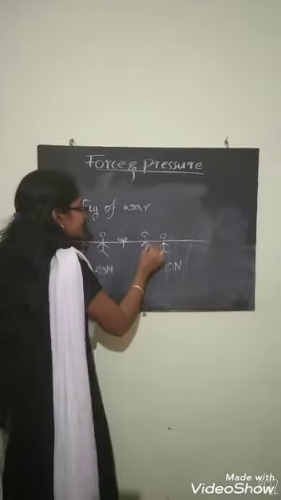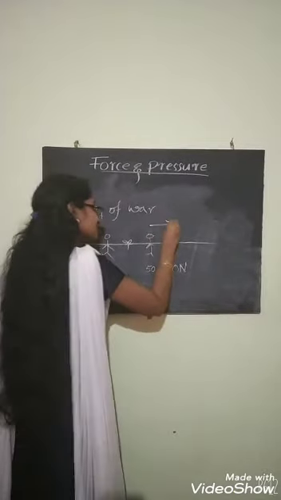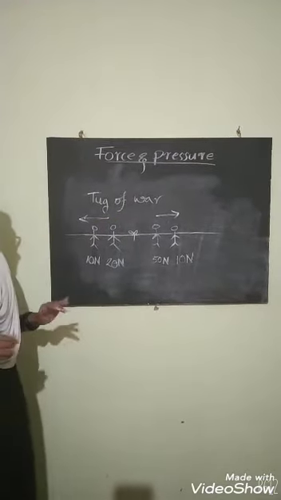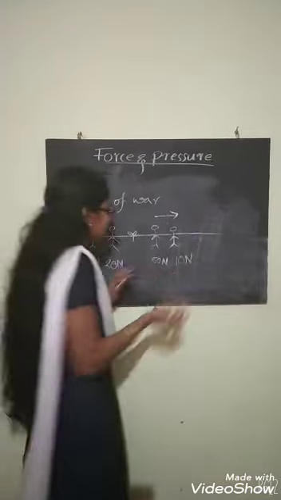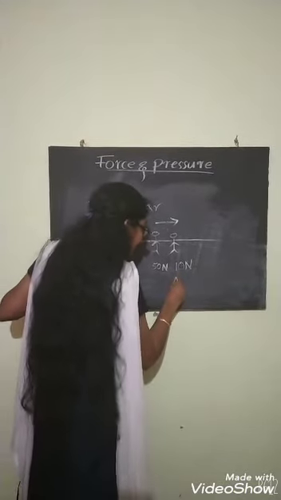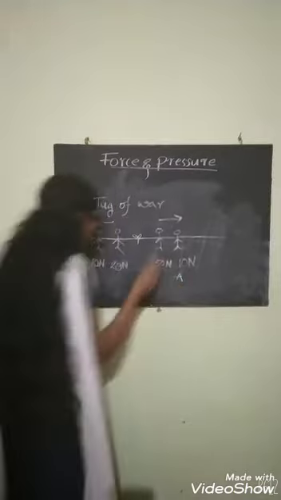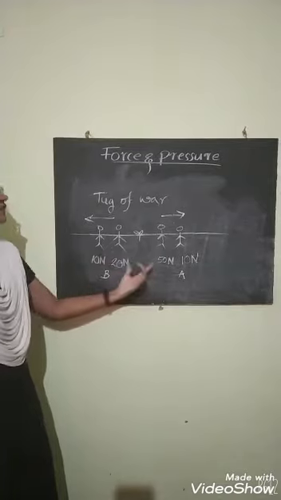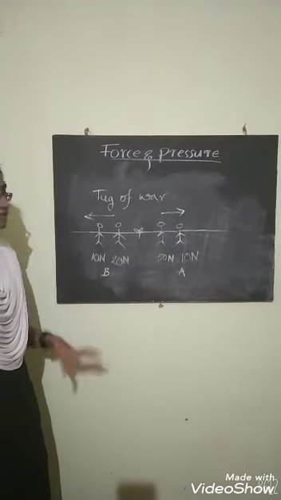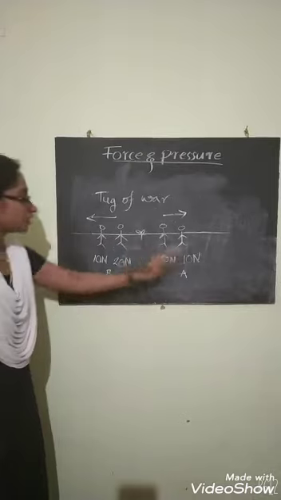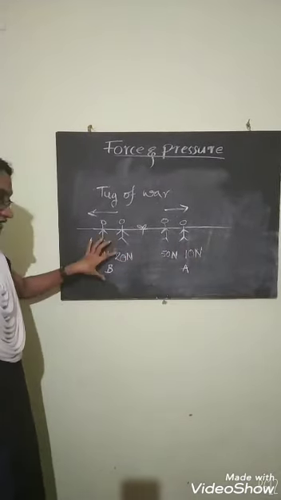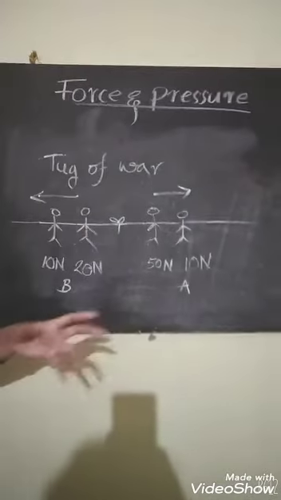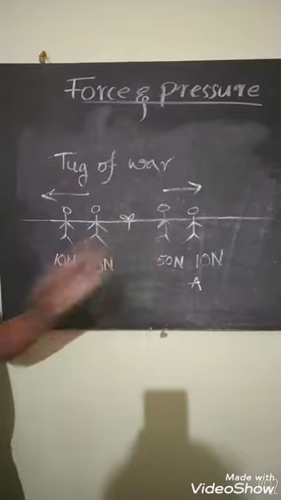Now here these people are giving force to this side and these people give force to this side. Now you want to find the total force acting in this A group and this B group, and find who will win this match. This is a task for you: find the total force here and the total force here, see which is greater, and the team having the maximum total force will succeed in this tug of war.